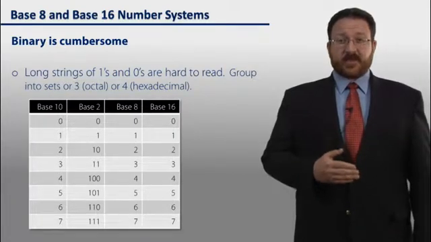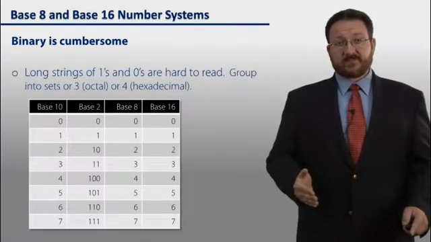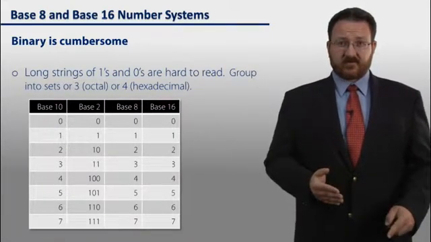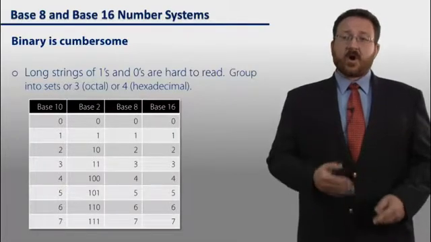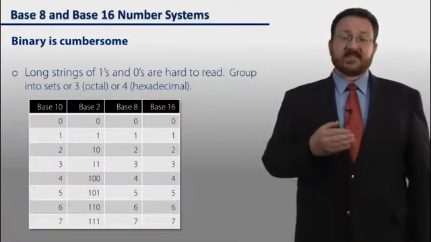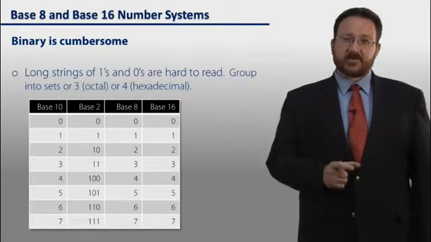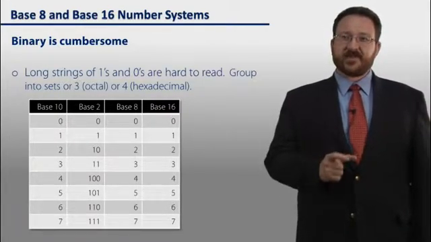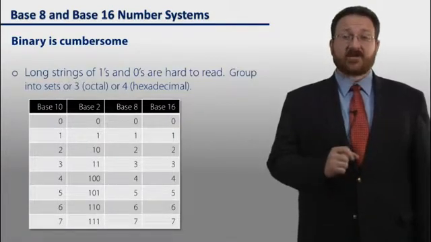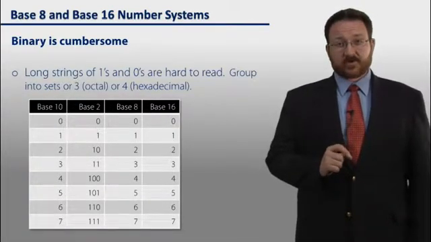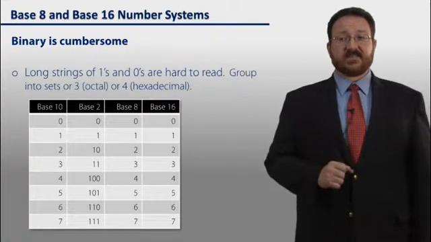Binary itself is pretty cumbersome. Looking at a long string of ones and zeros is very difficult for the human eye to parse. So often what we'll do is group those in sets of 3 or sets of 4. If we group a base 2 number in groups of 3, 2 to the 3rd power is 8, that's called octal. If we group them in sets of 4, 2 to the 4th power is 16, that's called hexadecimal.